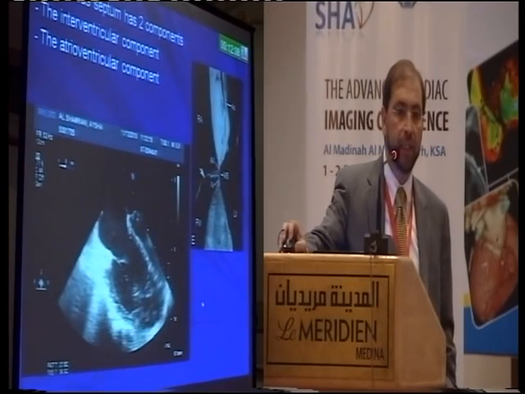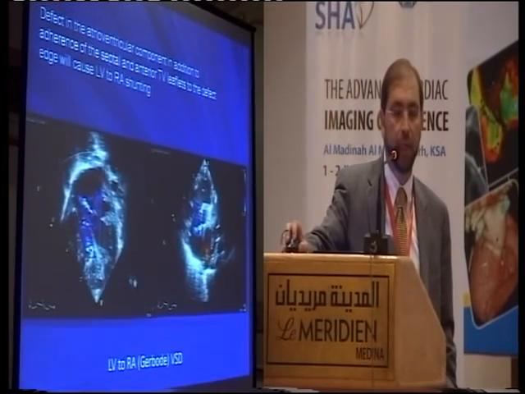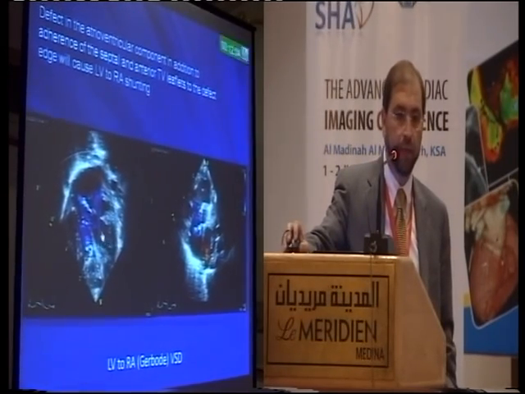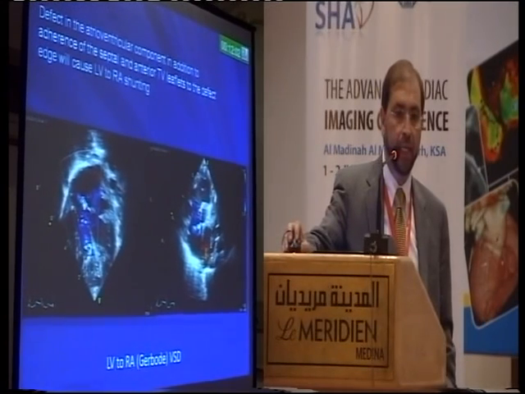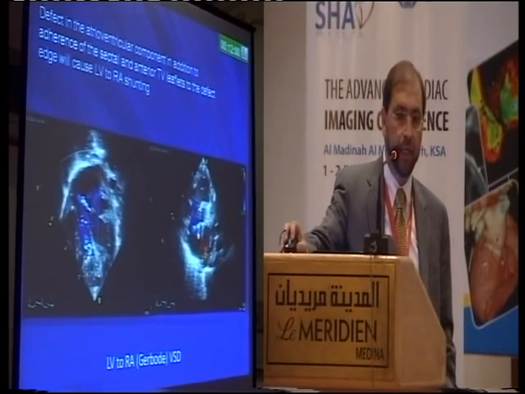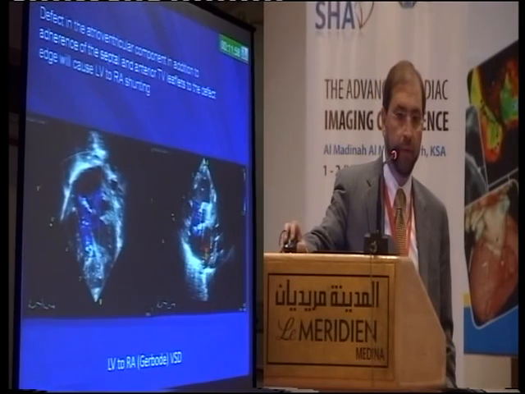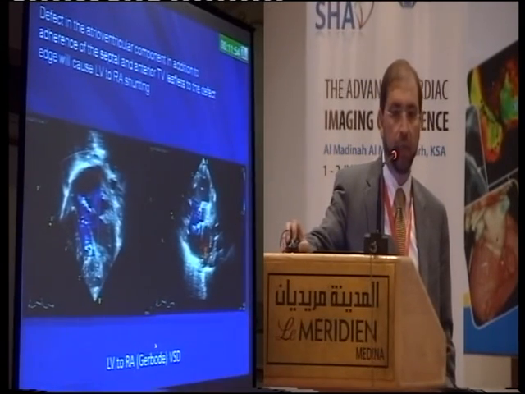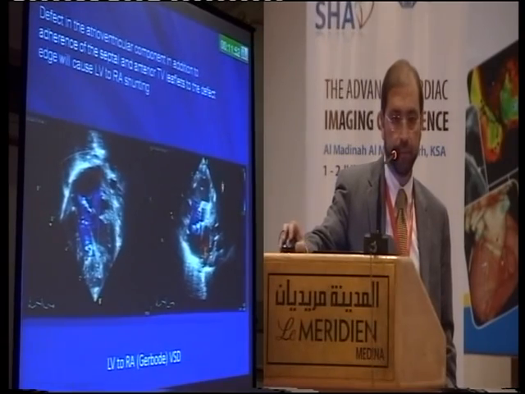And a defect in this area here will end up in a jet from the left ventricle to the right atrium. And you can see here, this is the septal leaflet of the tricuspid valve, and you can see the jet is here. And that's what we call the Gerbode VSD.